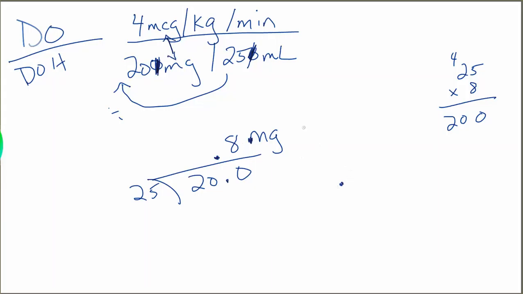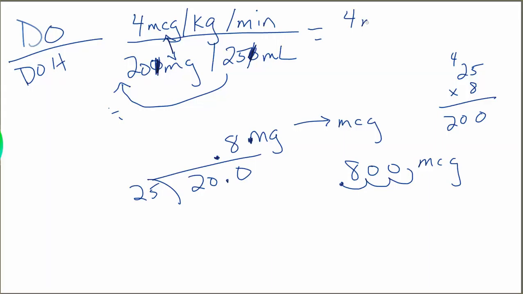So if you remember, going milligrams to micrograms, we've got to move the decimal point. So we're going to move the decimal point 1, 2, 3. We're going to make this 800 micrograms. And that means that we can now write out our question at 4 micrograms per kilo per minute.